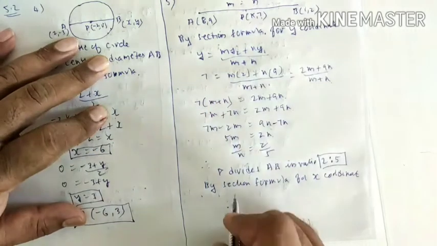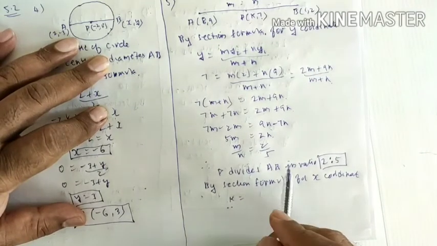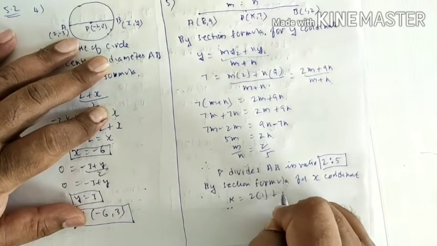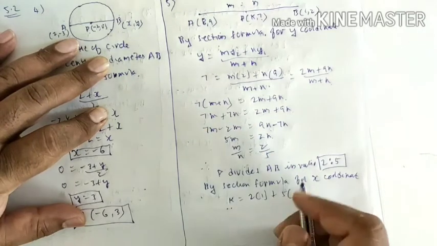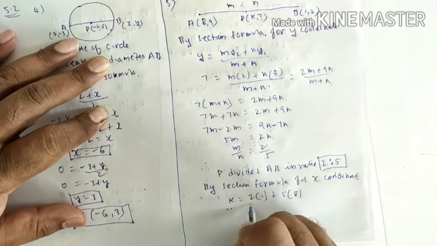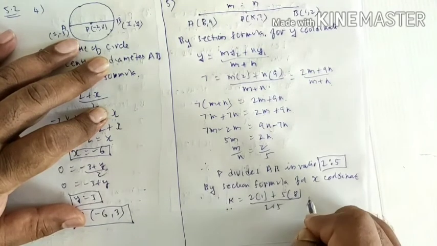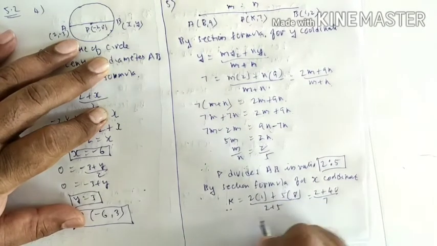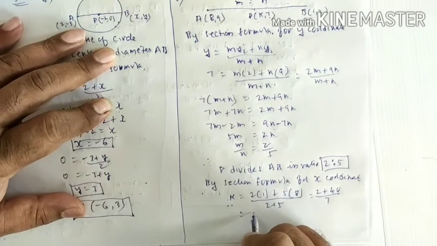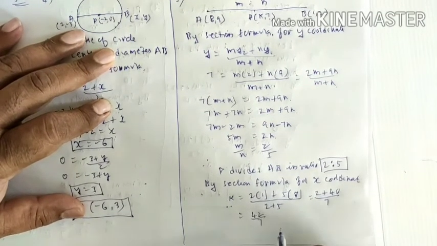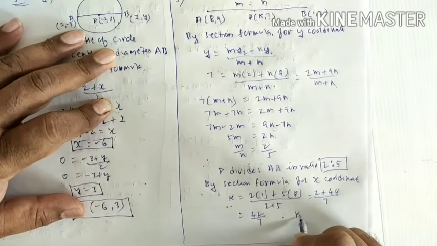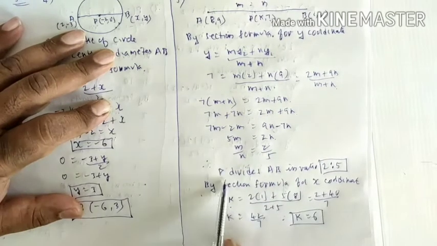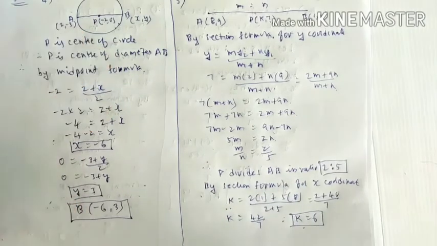So what is the x coordinate? k. k is equal to (2 into 1 plus 5 into 8) upon (2 plus 5), that is equal to (2 plus 8 fives are 40) upon 7, that is equal to 42 upon 7, or we get k is equal to 6. So we got the ratio 2:5 and the value of k as 6.